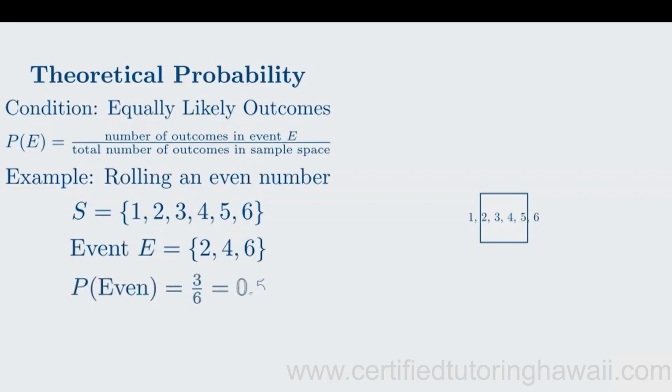or 50%. Now let's look at the limits of these values. Remember, any probability you calculate must be between 0 and 1 inclusive. A probability of 0 means the event is impossible, while a probability of 1 means it is certain to happen.